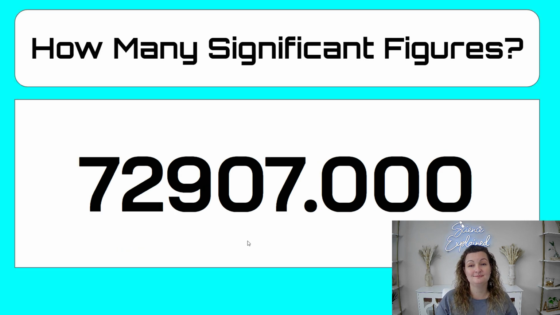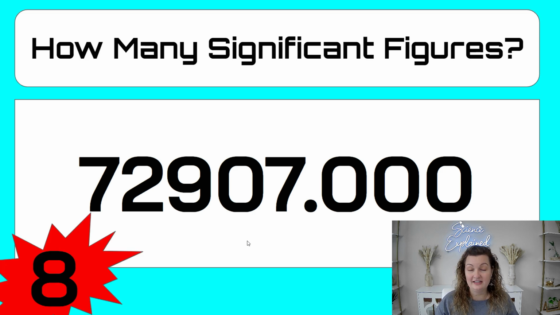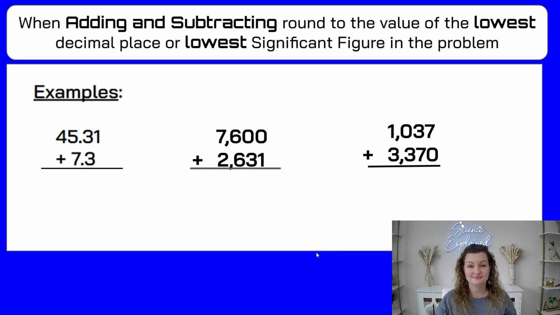All right, how about this one? And hopefully you said all 8 digits. We are counting our sandwich 0 and we are counting our trailing zeros because we have a decimal.